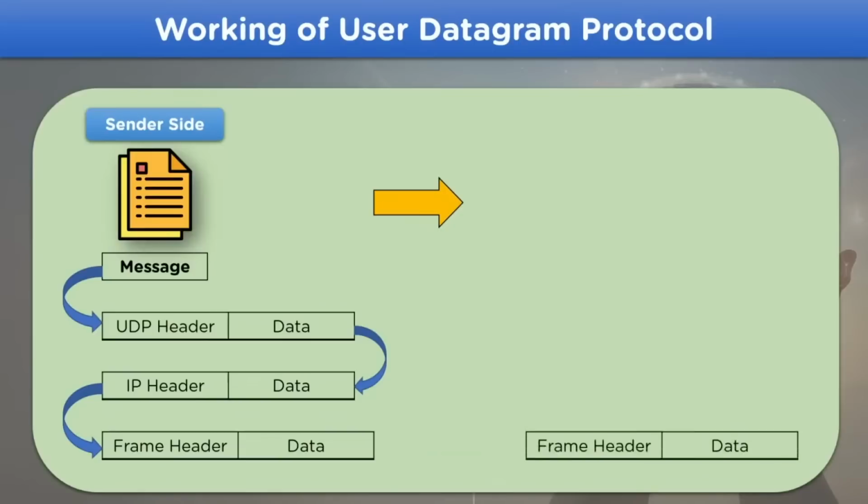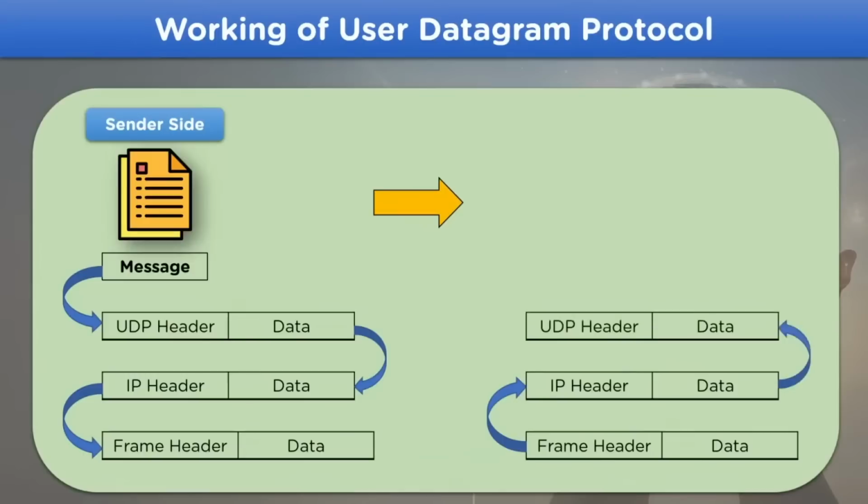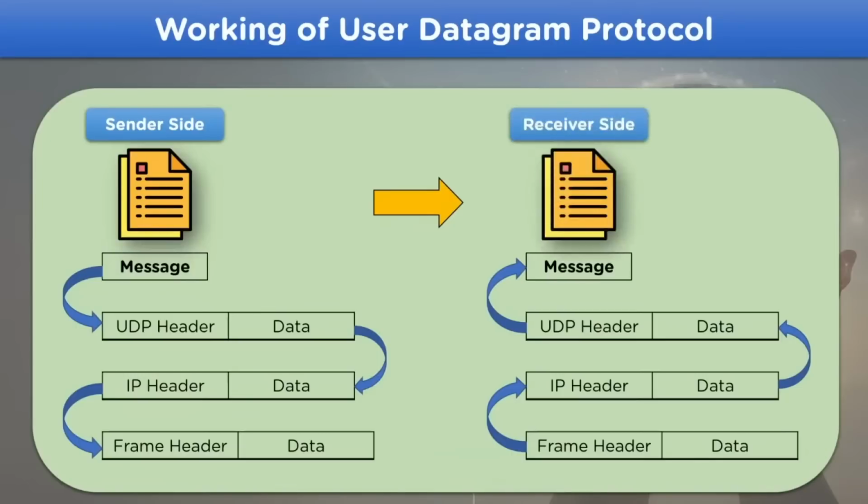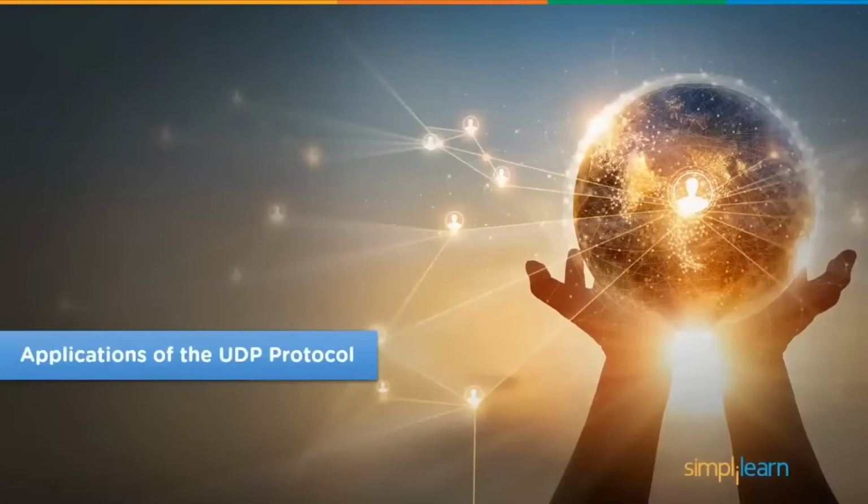Over on the receiver side, the first step is decoding the frame header part and data part into the IP section, which contains the IP header and data section. Again, this IP packet is divided into the UDP header part and data part, from where the message is retrieved from the data section of the UDP header format and is then received by the receiver end. Now let's move on to the applications of UDP protocol.